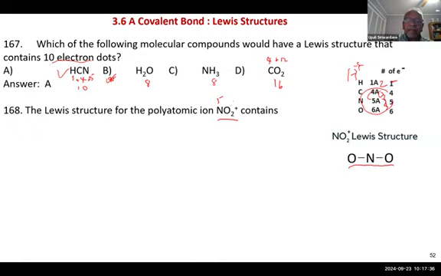Oxygen has 6. 6 times 2 is 12 minus 1. Why minus 1? Because this charge is positive 1. Therefore, the molecule has lost 1 electron. So this adds up to 16. 5 plus 12 is 17 minus 16.